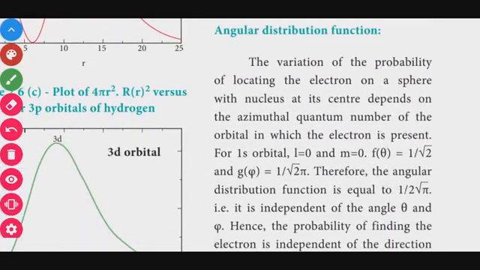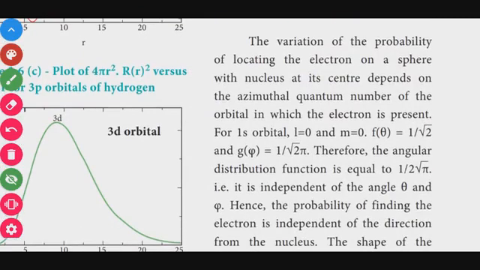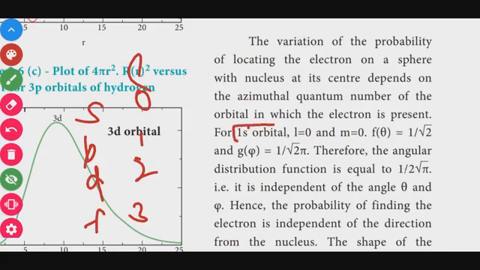The variation of the probability of locating the electron in a sphere with nucleus at its center depends upon the azimuthal quantum number of the orbital in which the electron is present. For 1s orbital, L equal to 0 and M equal to 0. For s, p, d, f the L values are 0, 1, 2, 3. So for 1s orbital, L equal to 0.